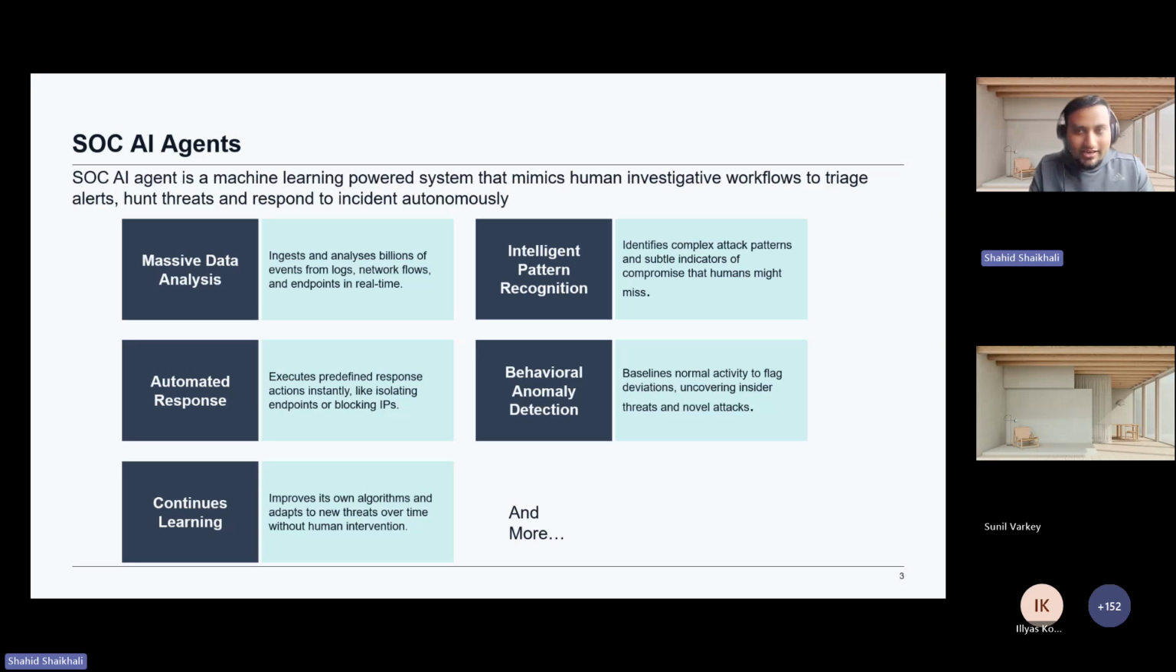So what are SOC AI agents? One of the byproducts of AI in cybersecurity is SOC AI agents. These SOC AI agents are machine learning powered systems that are designed to mimic human analysts. They triage alerts, they hunt for threats, and they even respond autonomously. Their strength lies in processing massive volumes of data in real time, identifying intelligent patterns that humans might miss. They drive automated response, provide behavioral anomaly detection, and the models continuously learn without human intervention. But is it enough to fully replace humans?